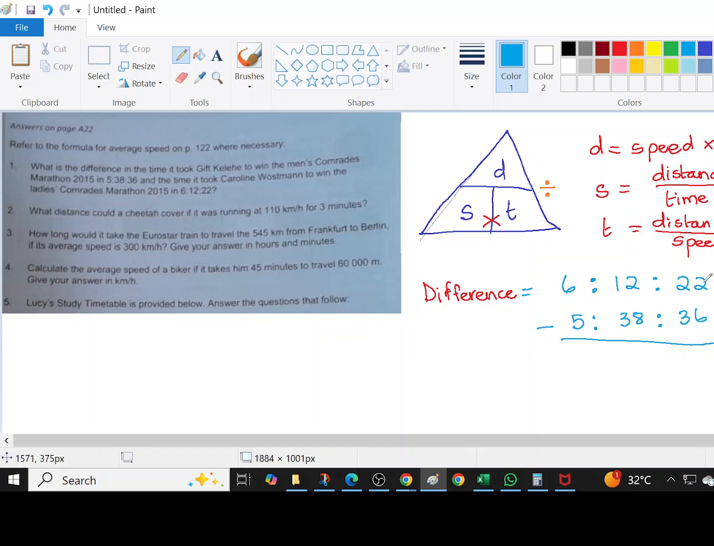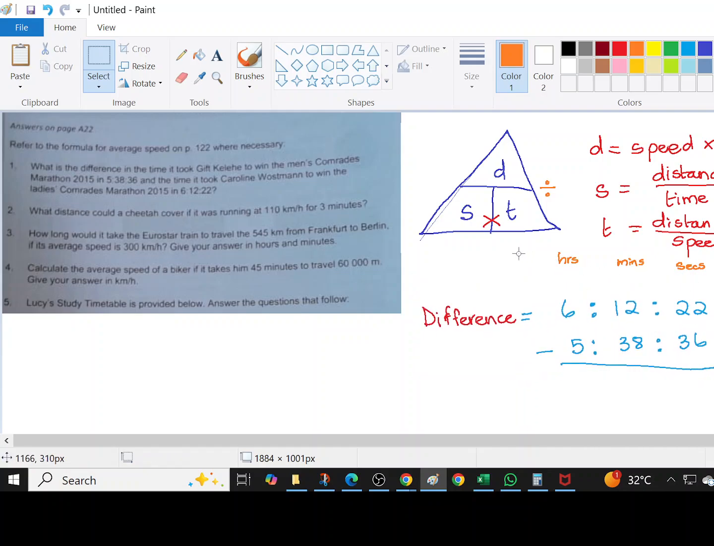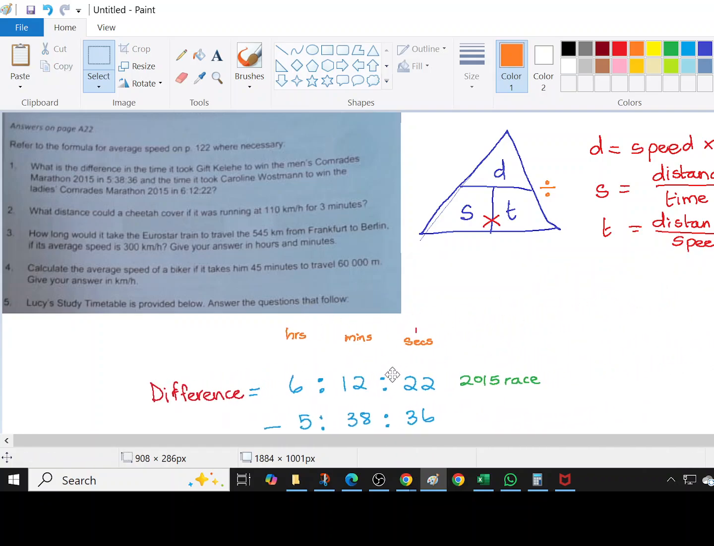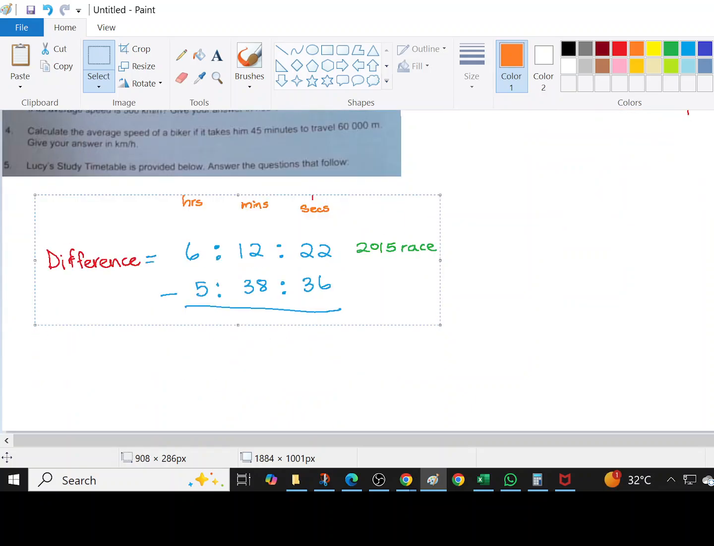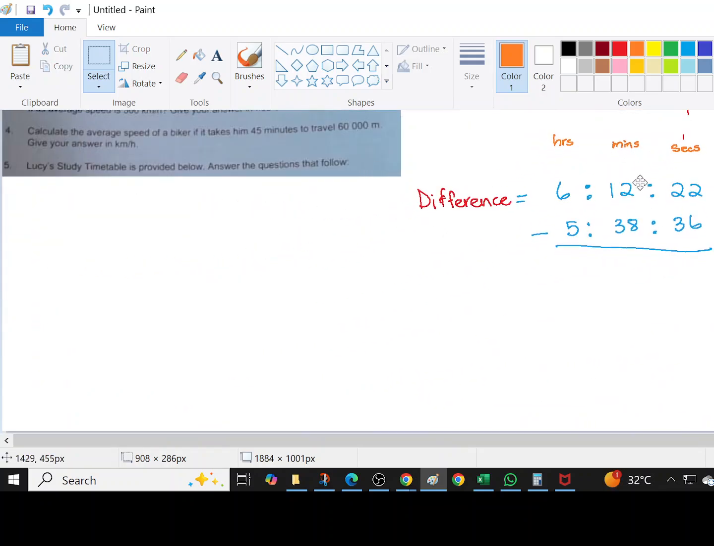Now, you can't, 22 is smaller than 36. So you've got, now this we know, this is hours, this is minutes, and these are seconds, right? So now, let me just take this slightly down, and then take all of this away from that top one. I don't want to confuse you.